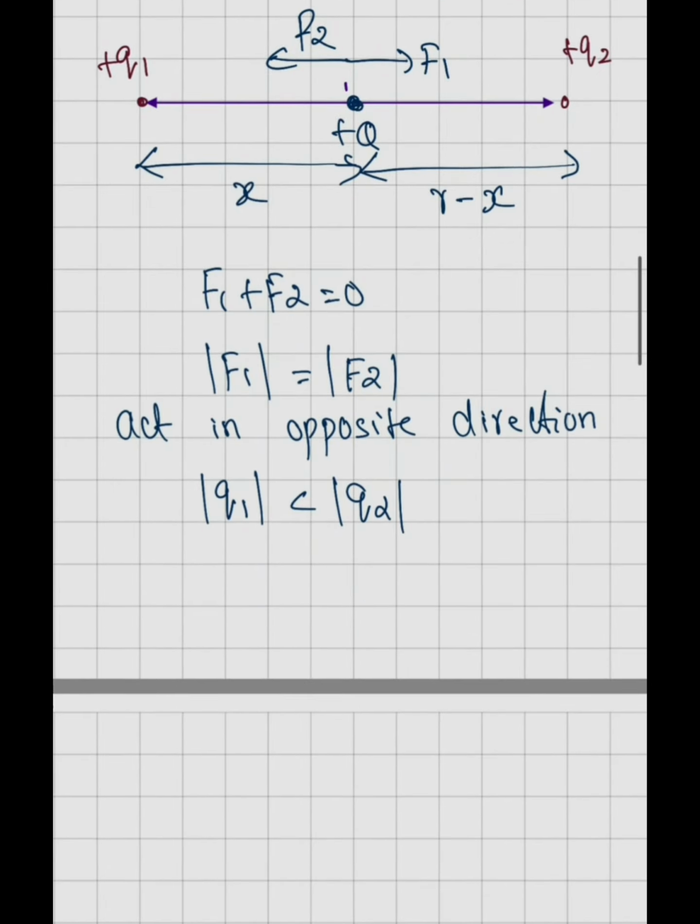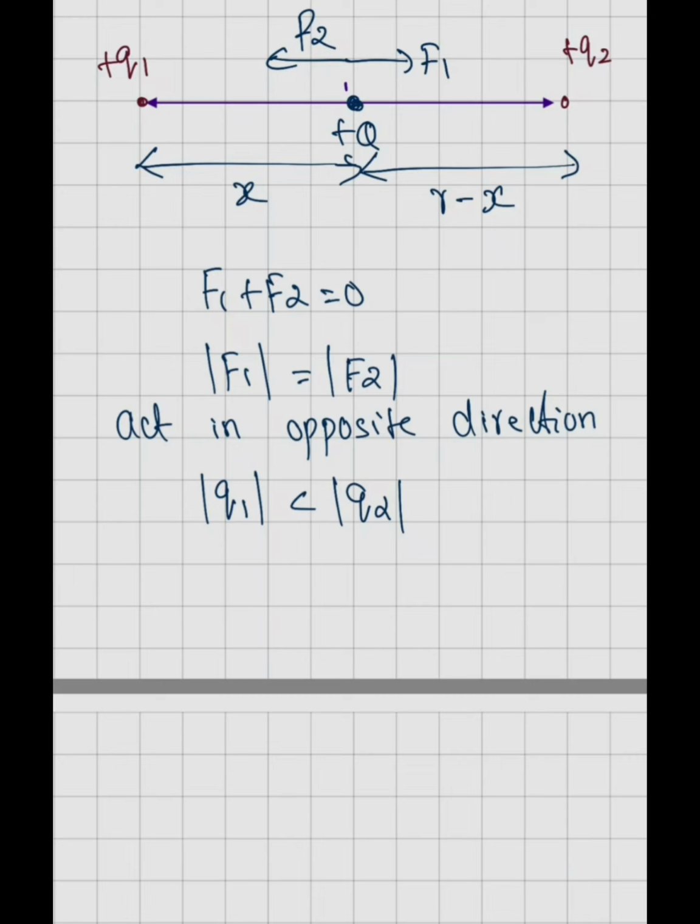Now you have to remember one thing: the null point will be formed near the charge having lesser magnitude. I repeat once more, the null point will be formed near the charge having lesser magnitude. So it will form near q1, that is at x. The null point will be formed at distance x from the charge plus q1.